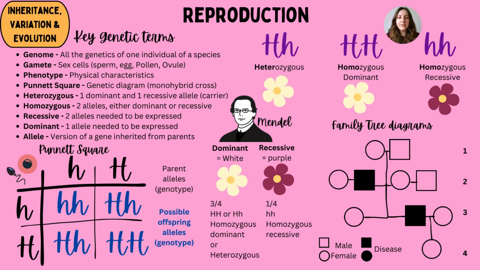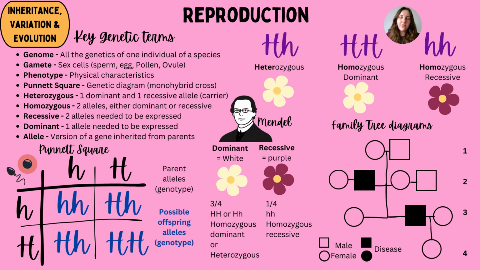Essentially that means that most of those individuals will have that dominant phenotype, whereas for the recessive phenotype, as you can see, it's 1 out of 4. The majority of those individuals will not have that purple color. So the recessive allele in this example is less likely to be inherited because 2 alleles are needed.